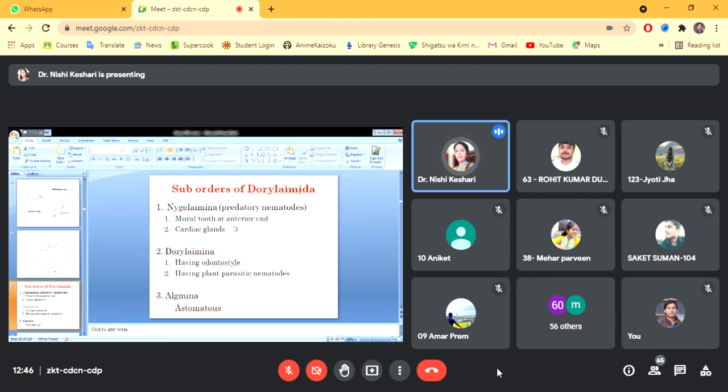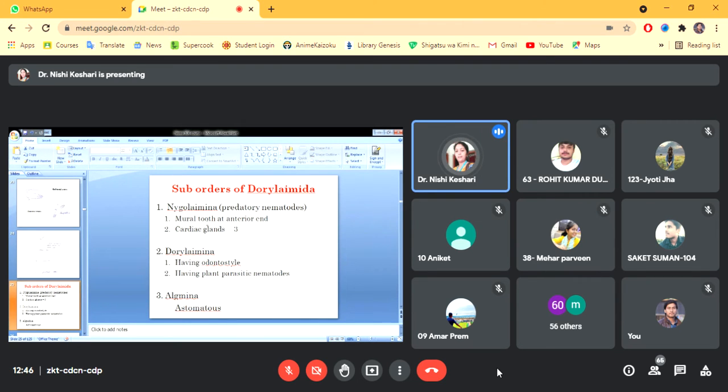Now the Dorylaimida order is grouped into 3 suborders: Nygolaimina, Dorylaimina, and Alaimina. The Nygolaimina are all predatory nematodes. They have a mural tooth.